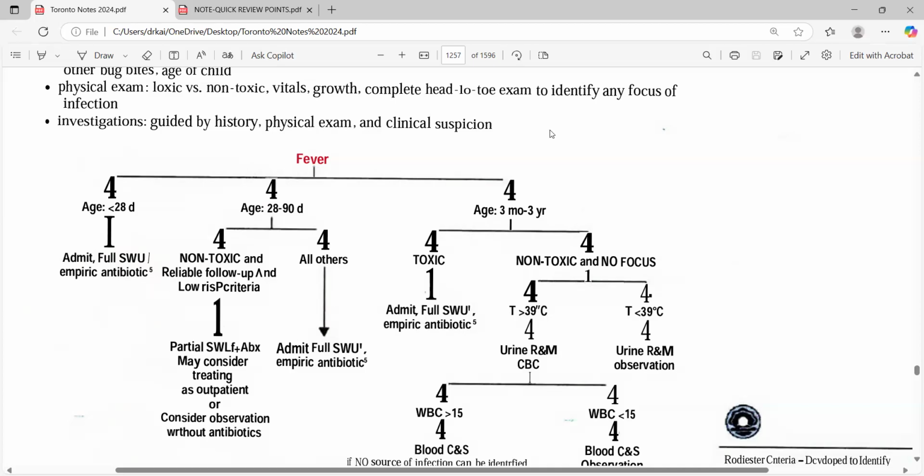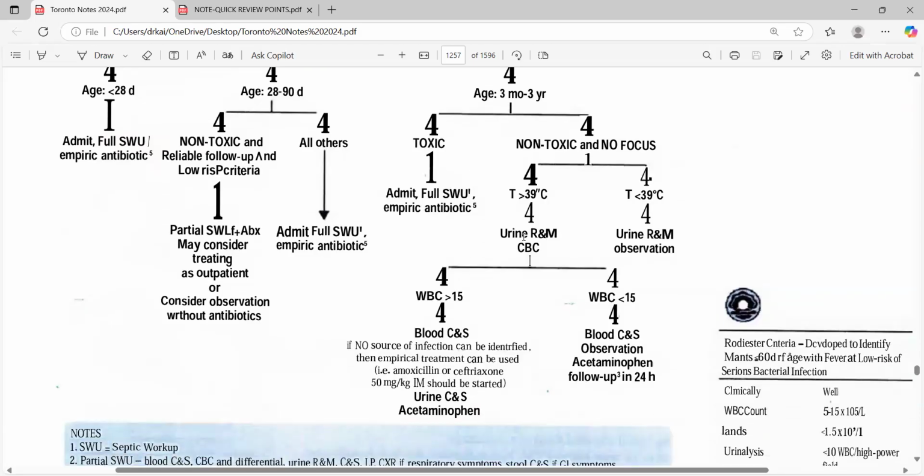Then comes the age 3 months to 3 years. You have to see if it's toxic, non-toxic. Then if it's toxic, believe me, the words in the MCQs or exams are simple, straightforward like that. Toxic, it's basically admit, full septic workup. If it's non-toxic and no focus, like no child neglect, and then temperature. Temperature is more than 39 where you feel like, yeah, he or she could have developed meningitis later on. In those cases, always, always, always, wherever fever, always think of UTI first, before going for anything else, because this is a urine dipstick that you can do right away.